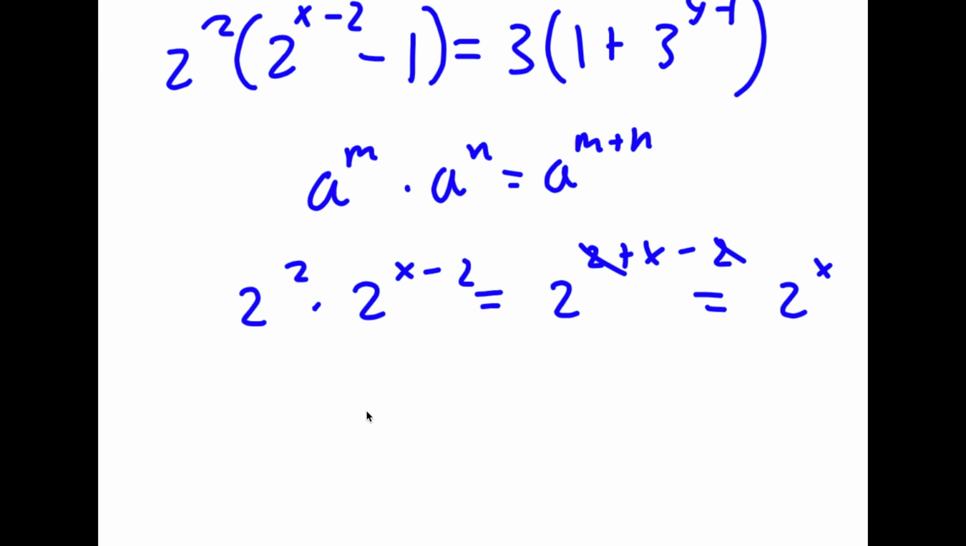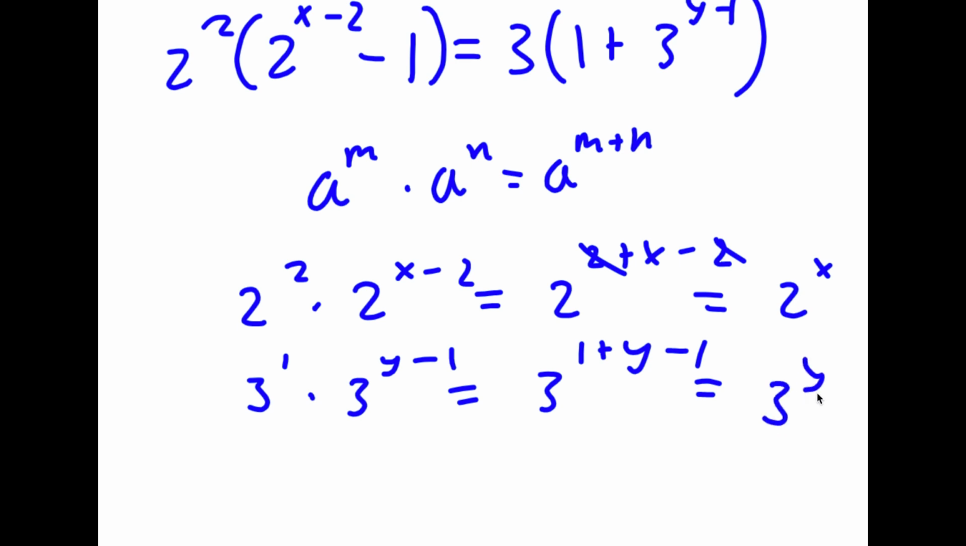So now I have 3 times 3 to the power of y minus 1. 3 is the same thing as 3 to the power of 1. This is equal to 3 to the power of 1 plus y minus 1, which is equal to 3 to the power of y.